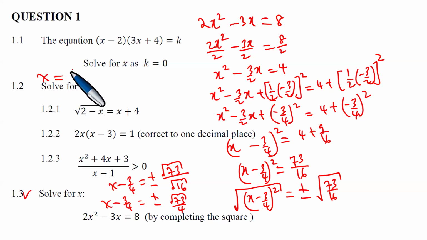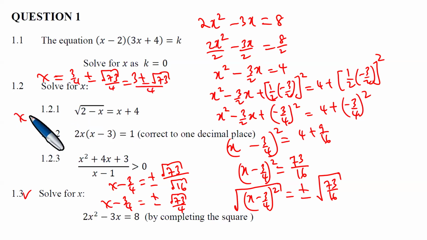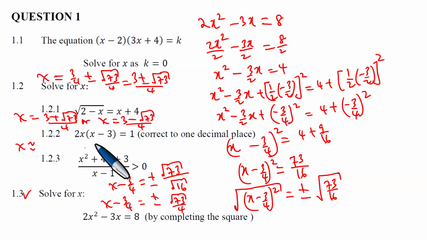X, which is 3 over 4 plus or minus the square root of 73 out of 4. Right, and you can write these as x equals 3 plus the square root of 73 out of 4, or x equals 3 minus the square root of 73 out of 4. X is approximately this, or x is approximately that.